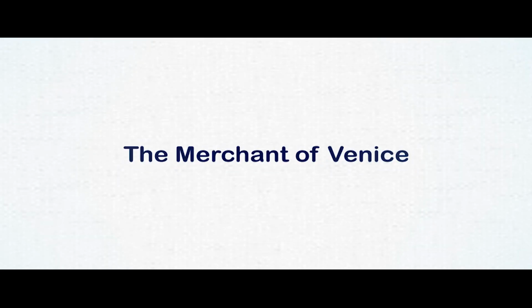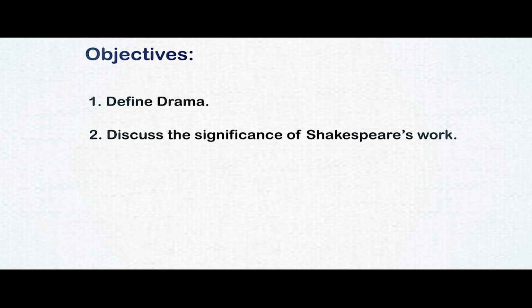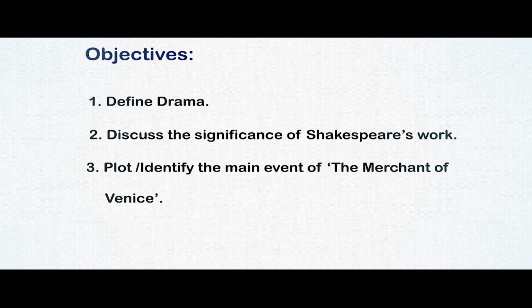This is an English lesson for Key Stage 5, classes 11 and 12. Today I will take you through Shakespeare's work and his play The Merchant of Venice. The objectives are we are going to define drama and discuss the significance of Shakespeare's work, and we are also going to look at the main events of the play The Merchant of Venice.